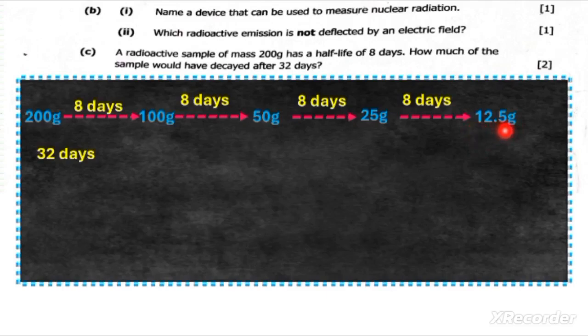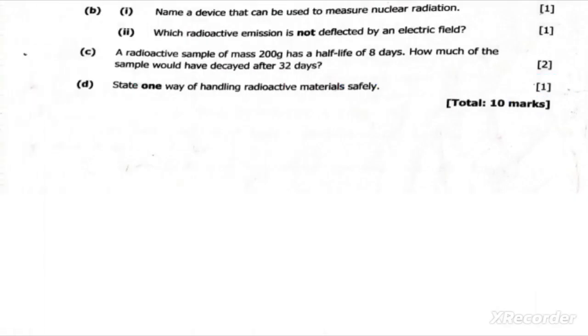Now this is not the mass we are looking for. We are looking for the mass that has decayed, or the mass that has disappeared. Therefore, we are going to say the initial mass, 200 grams, minus 12.5 grams is equal to 187.5 grams. So this is our answer.